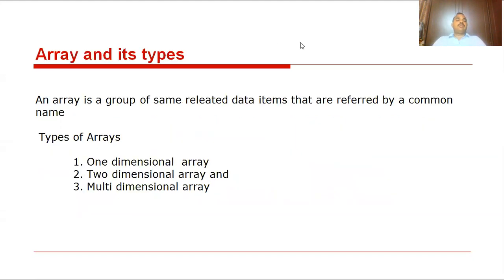So, array and its types. We know an array is a collection of same related data items with a common name. Clear? There are many types of arrays available in our data structures: simply one-dimensional arrays, two-dimensional arrays, and multi-dimensional arrays. What is a one-dimensional array? A one-dimensional array is a collection of a list of elements. Then what is a two-dimensional array? A two-dimensional array is a collection of a table of elements. The table consists of rows and columns. Then a multi-dimensional array: a collection of two or more dimensions is called a multi-dimensional array.